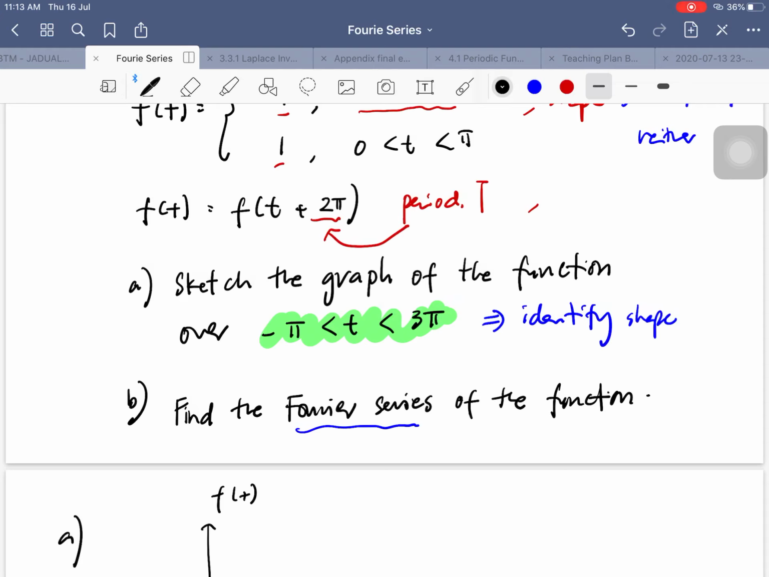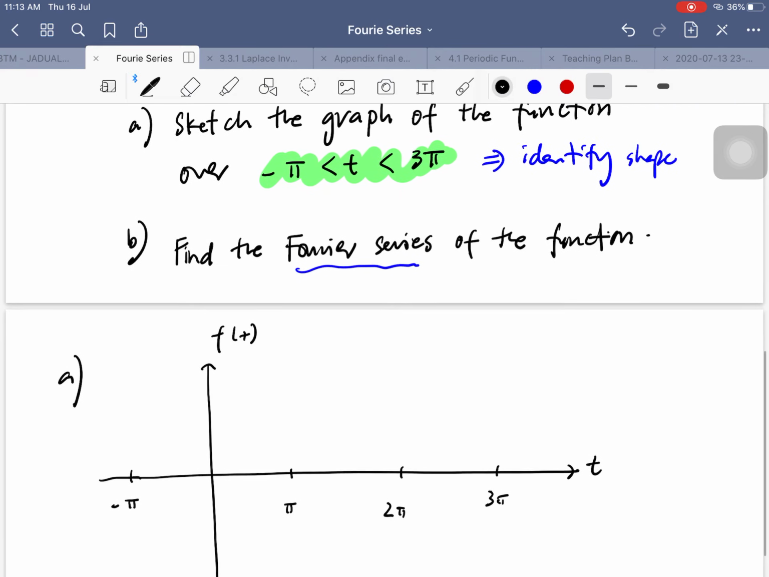Alright, so the interval is going to be given every single time in the question itself. You don't have to come up with the figures by yourself. And now let's start sketching.